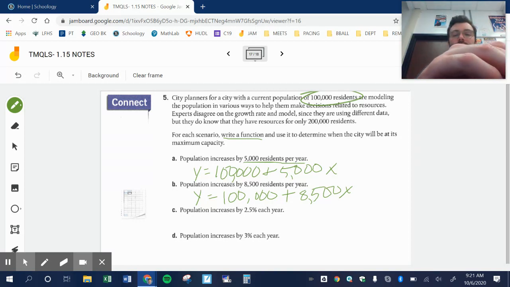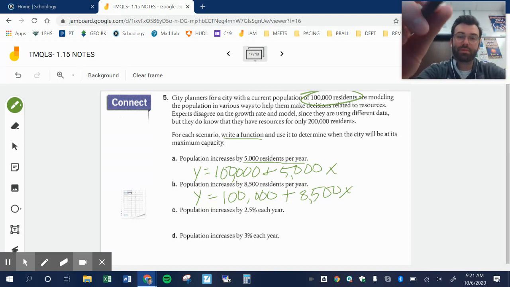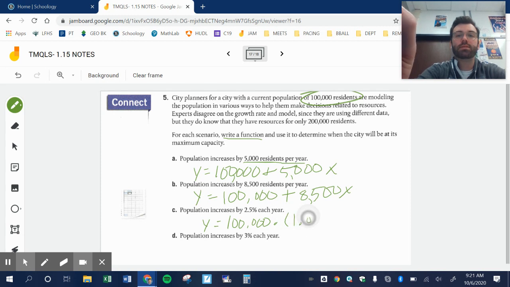Population increases by 2.5% per year. Now we're talking about exponential because it's a percentage. So I'm going to start at 100,000 people and times 1.025 to the x. Why is it more than 1? Because it's an increase. If it were a decrease, I would subtract whatever this percentage was from 1.